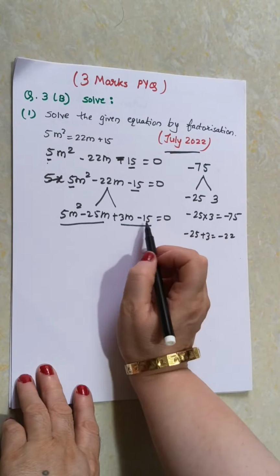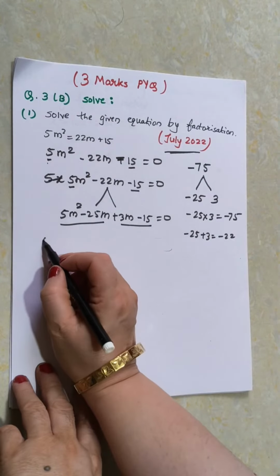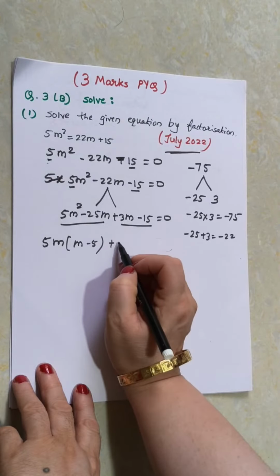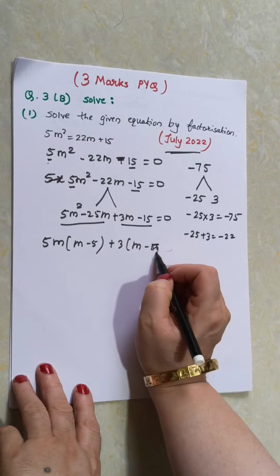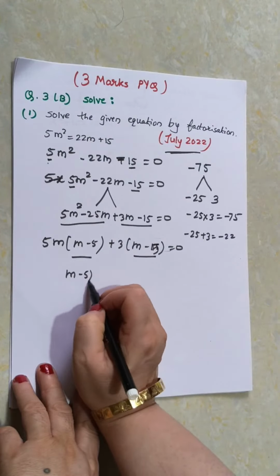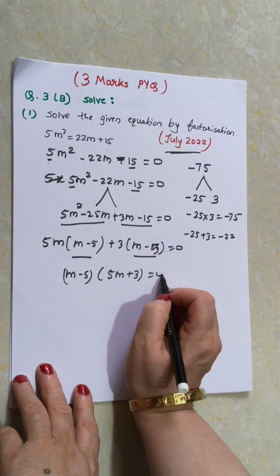Now from first two and last two we are going to take common. So from first two let us take 5m common, so m minus 5. And here we will take 3 common, so m minus 5. That is equals to 0. So m minus 5 common. So what is left? That is 5m plus 3 is equals to 0.